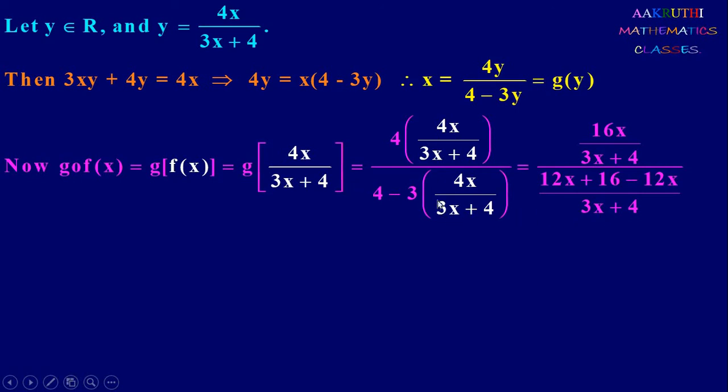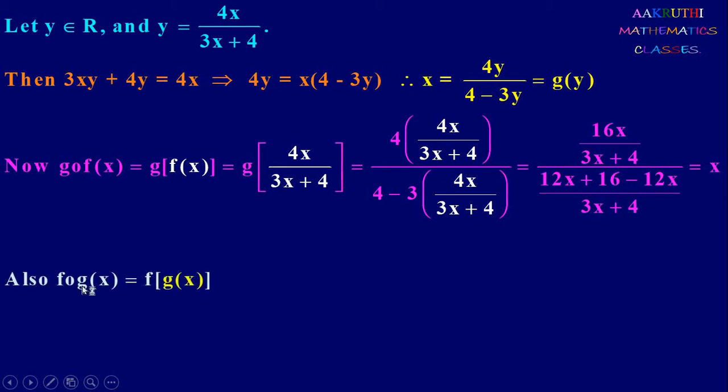So we multiply this, 3 into 4 is 12x and 4 into 4 is 16. So it is 12x plus 16 and here it is minus 3 into 4 is minus 12x. So here we get 12x plus 16 minus 12x divided by 3x plus 4. Now here 3x plus 4 cancel and here 12x cancel, remaining is 16x by 16. Again 16 cancel, remaining is x. So therefore g composite f of x is x.